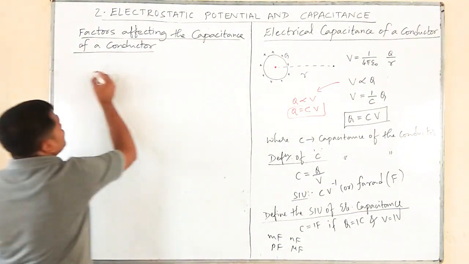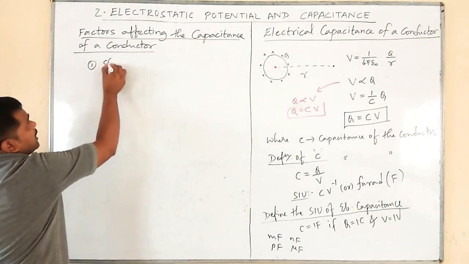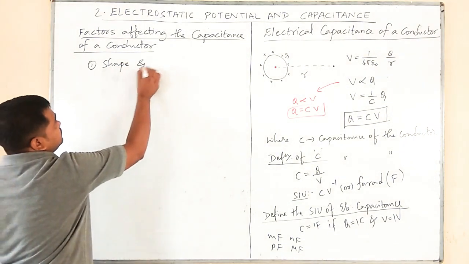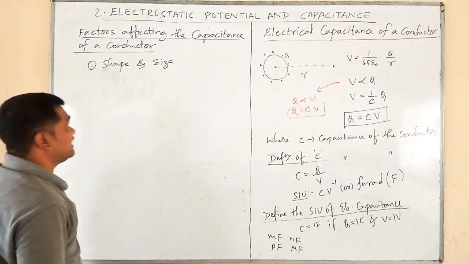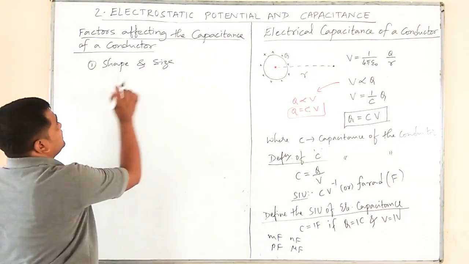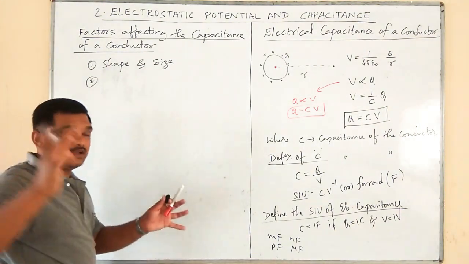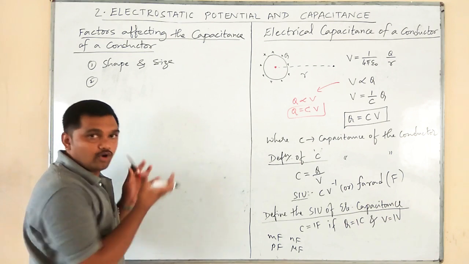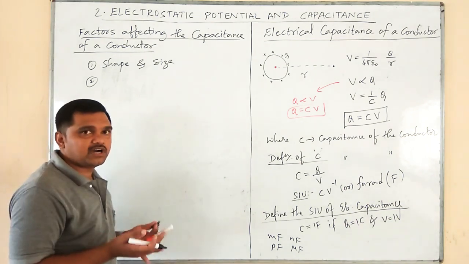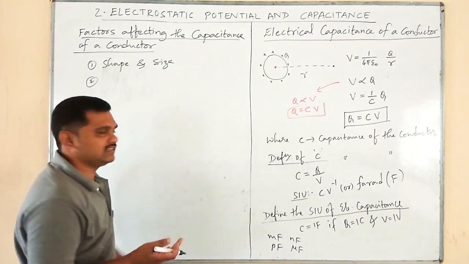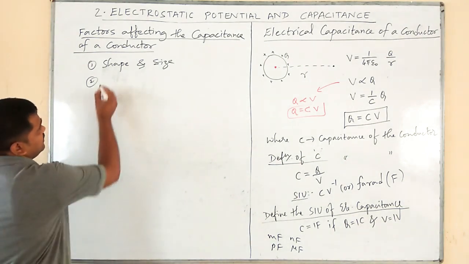Please remember, first point is shape and size of the conductor. It will affect its capacitance. The larger the size, the more charges it can hold. It is just like a pot: the larger the pot, the more water it can hold.